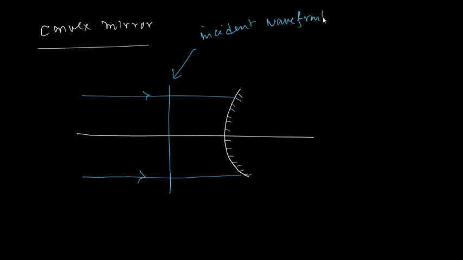This is the incident wavefront. Now since the surface is convex and this is a diverging mirror, the focal point is on the other side, so it is going to refract like this. Okay, so you can show this as a dotted line also. This is the focus. From here it will go like this.